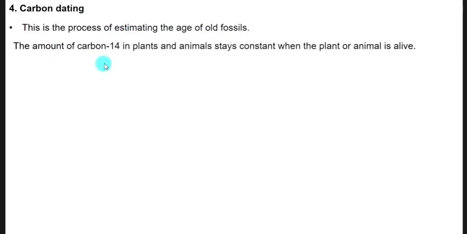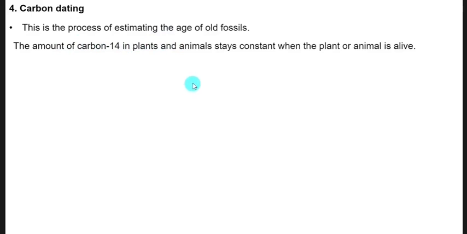We are saying the amount of carbon-14 in plants and animals stays constant when the plant or animal is alive. So you need to pay attention, guys. This is quite tricky and advanced. This carbon-14 is a radioactive material. So as long as a living thing is alive, the amount of carbon remains the same in the body of the living thing.